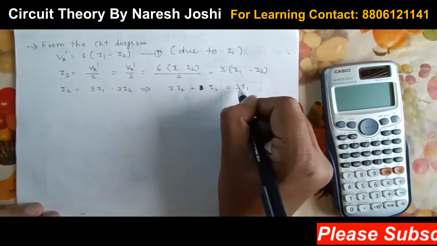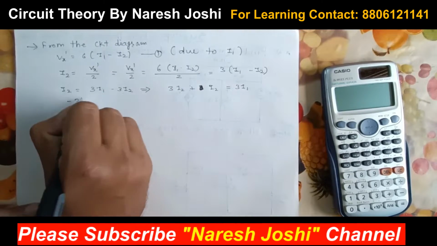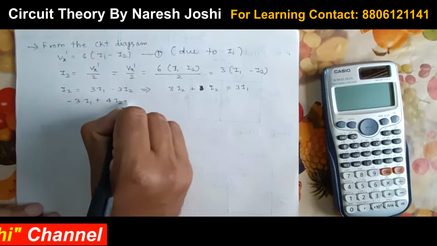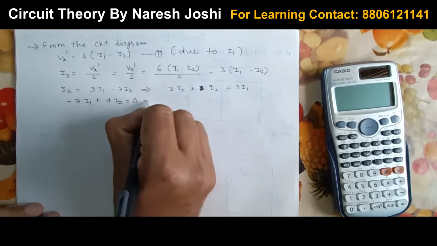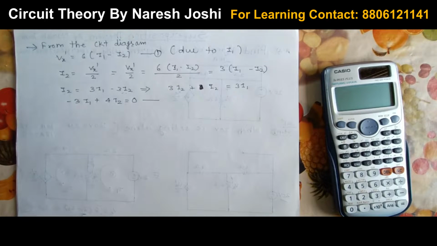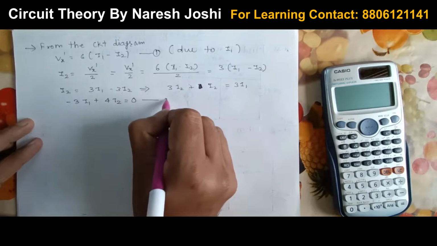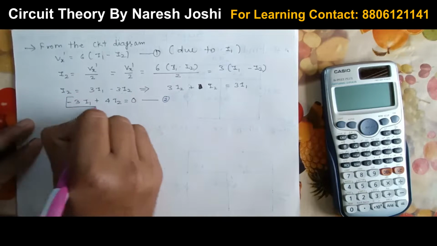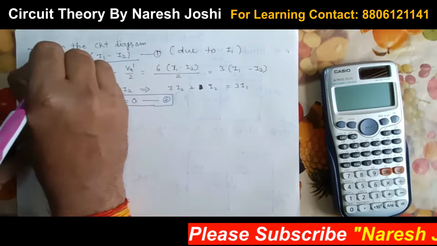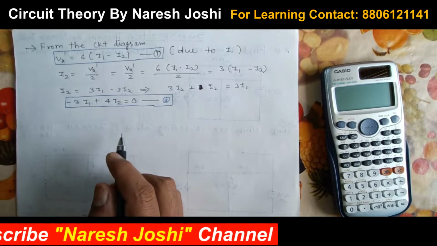And I will also shift this I1 on the left hand side. So it becomes minus 3 I1 plus 4 I2. You can shift anywhere, but to keep similarity, because in the previous question I shifted all the values to the left hand side. So this is equation number 2. Clear? This is our equation number 2 and this is our equation number 1. Whenever you require, you have to put the equation number.